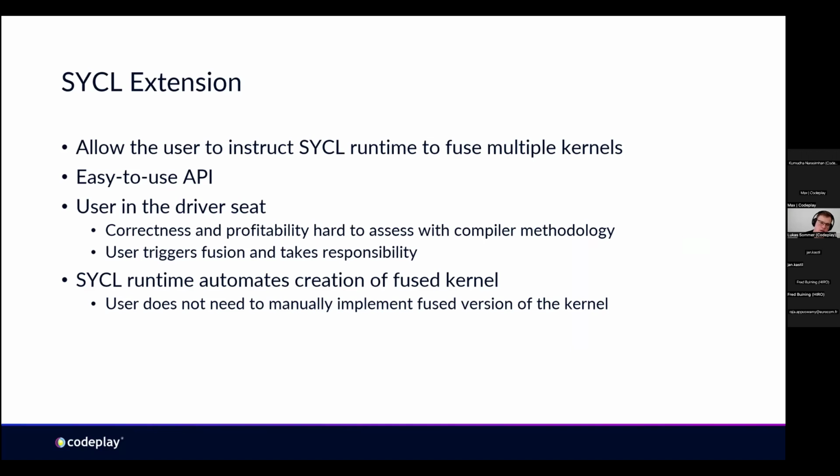So our idea was to develop an extension for the SYCL programming model to take care of that. The goal was to allow the user to instruct the SYCL runtime to fuse multiple kernels, basically giving the user an API to say, fuse those two or more kernels together. The API should be easy to use. That was the design goal. And we wanted to keep the user in the driver's seat. Some parts of the correctness or the profitability of fusing those kernels are very hard to assess with compiler methodology. If you only have static analysis available, it's hard to determine if you can actually fuse or if it will be beneficial to fuse.